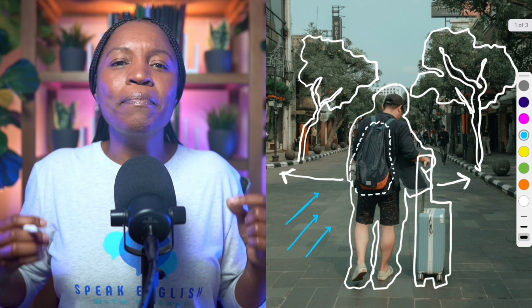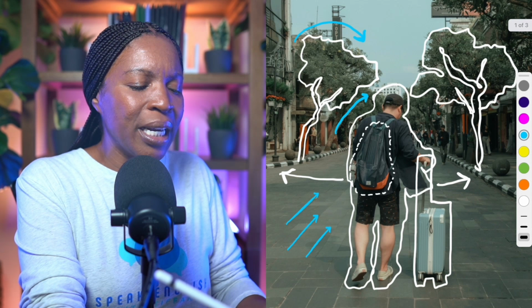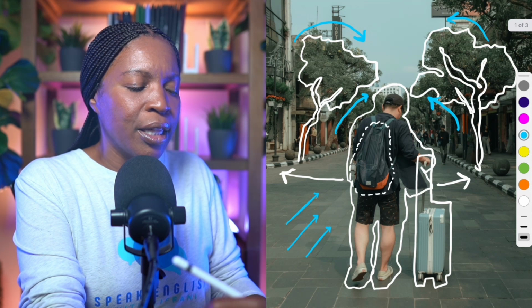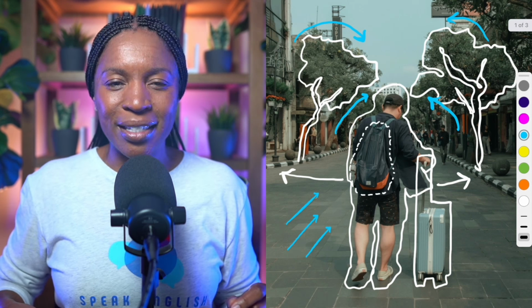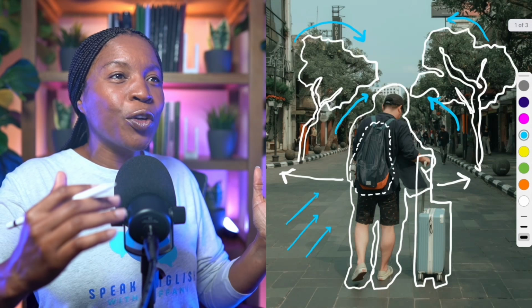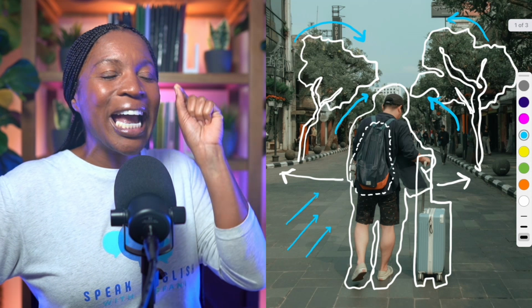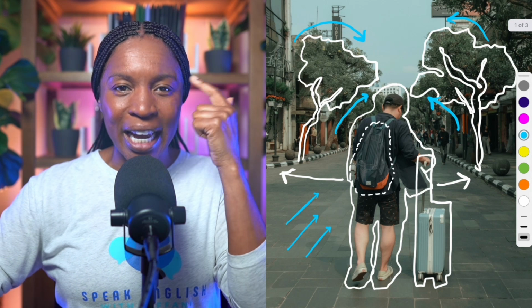Now, what about a second word? Again, looking at our image of this man as he is walking on this street, something else we notice deals with the trees. Look how the trees are surrounding the street as he's walking. The word we can select is canopy. Canopy is the layer of tree branches arching over the street. They're creating this canopy. Now, there's an image connected to the word canopy because we're creating a world in our mind. You got it, right? And what about our third term? Again, this is step 3.